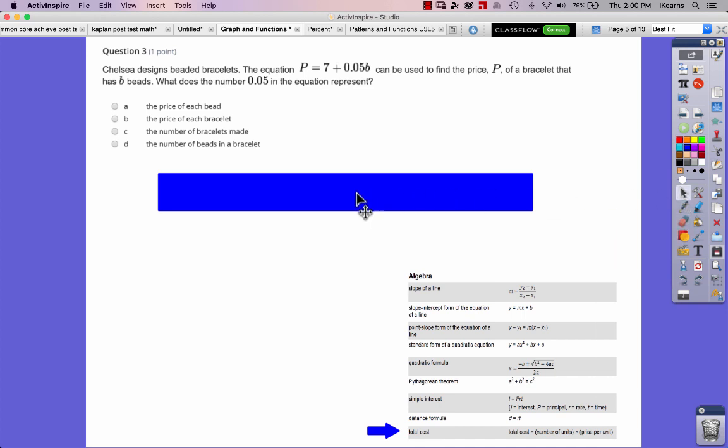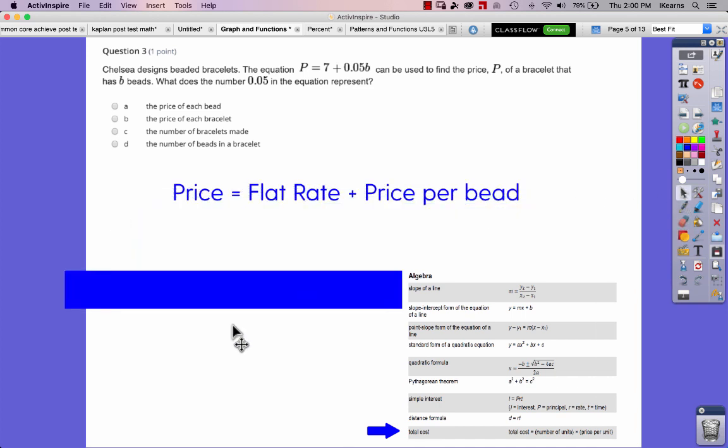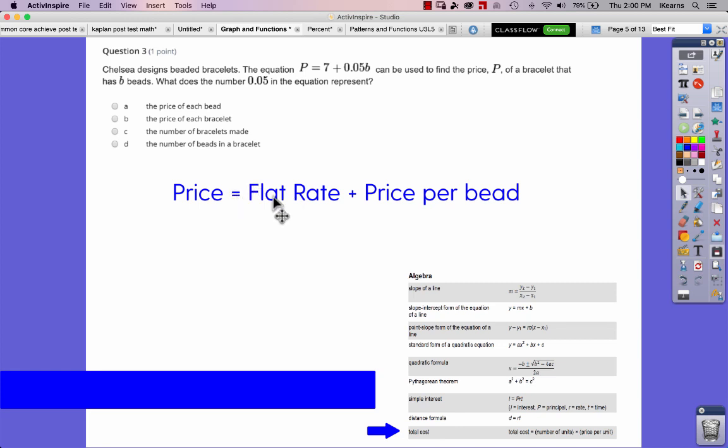If we look at this, and I've changed these into words here, the price is equal to a flat rate plus the price per bead. So the price per bead is equal to the number of units times the price per unit. In other words, price per unit, the unit here happens to be a bead. So if we look at our answer choices, 0.05, is it the price of the bead? Is it the price of the bracelet? The number of bracelets made, and the number of beads in a bracelet.